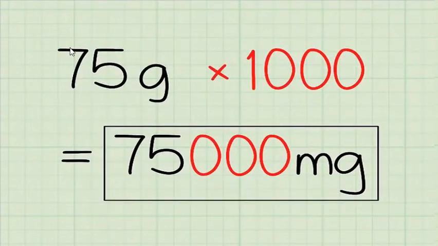Okay children, let's see how to convert grams into milligrams. Multiply the number of grams by 1000 to get milligrams. Multiplying by 1000 is the same as moving the decimal point 3 spots to the right. For example, say you have 75 grams. Simply multiply 75 by 1000, which equals 75,000. So 75 grams is equal to 75,000 milligrams.